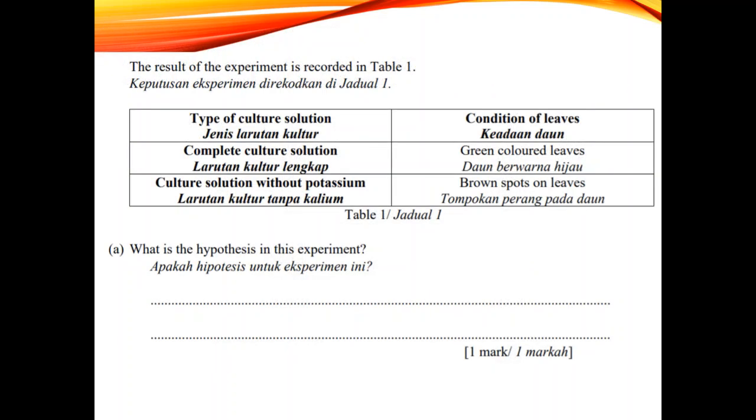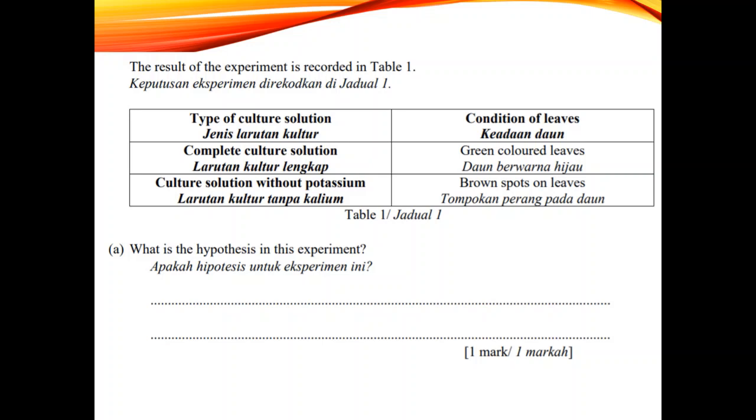The result of the experiment is recorded in table 1. This is the result of the experiment after 2 weeks. The type of culture solution: the first one is a complete culture solution, and the other one is the culture solution without potassium. For the condition of leaves, for the complete culture solution, you can see from the table green leaves, but for the culture solution without potassium, you can see the result there, brown spots form on the leaves.